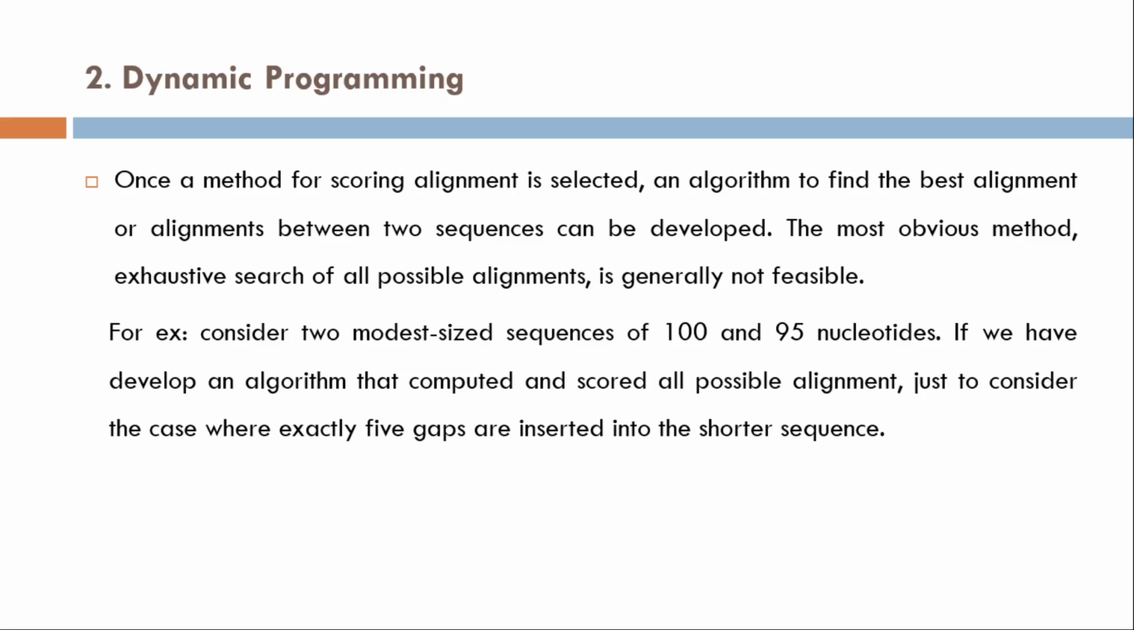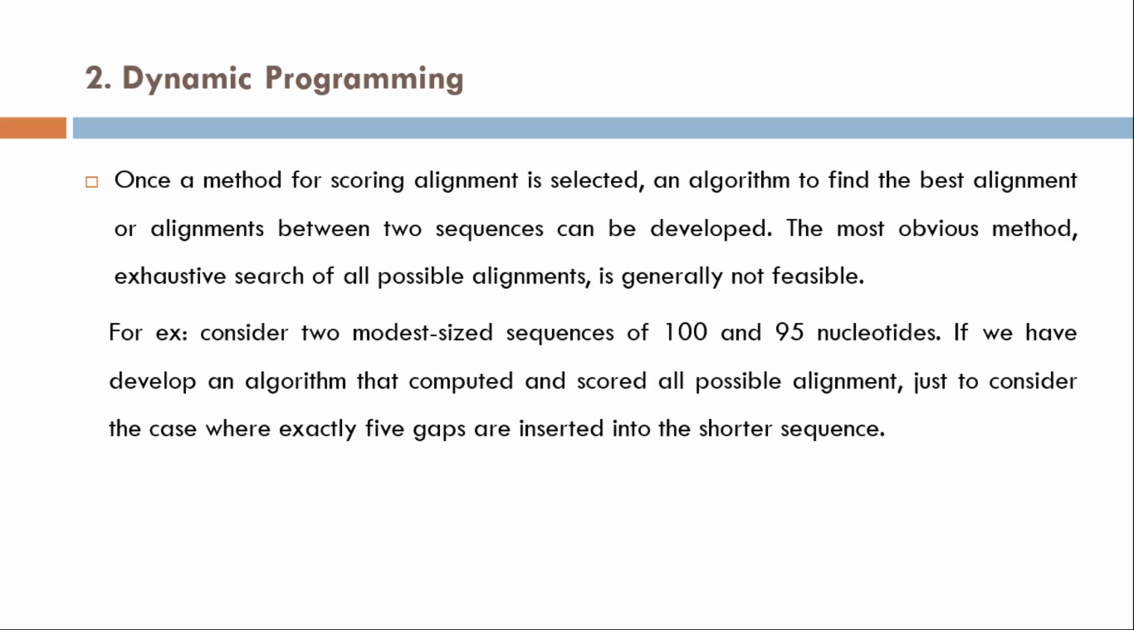So here is the problem. The 5 gaps you have to insert to make the lengths of both sequences similar. The gaps can be inserted from position 1 to 5, or position 2 to 6, or 3 to 7, or 4 to 8. Likewise, a lot of options are there. So is it possible for you to try all the combinations where you can put the gaps? It's not possible.